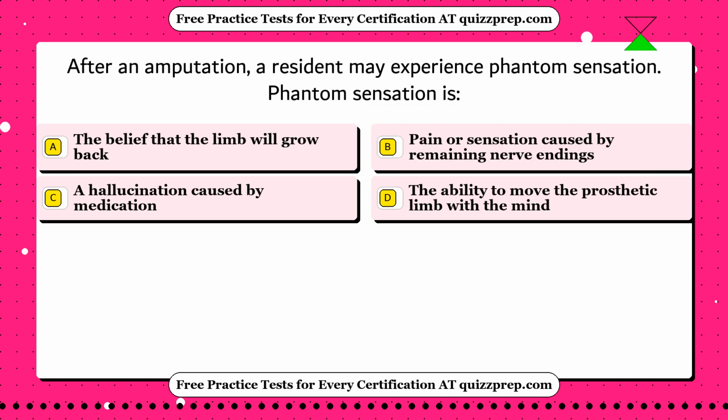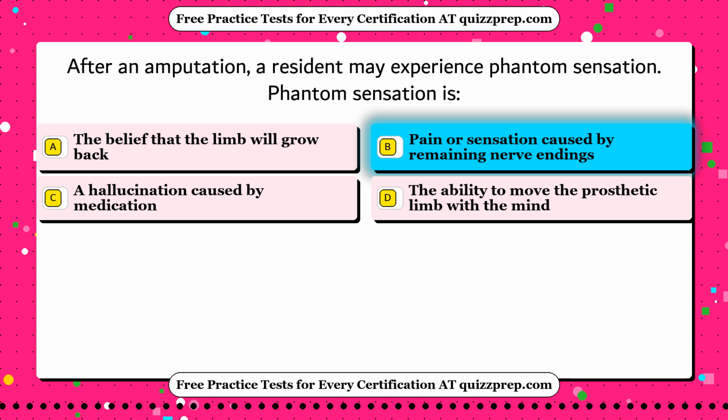Question 52. After an amputation, a resident may experience phantom sensation. Phantom sensation is: Option A. The belief that the limb will grow back. Option B. Pain or sensation caused by remaining nerve endings. Option C. A hallucination caused by medication. Option D. The ability to move the prosthetic limb with the mind.